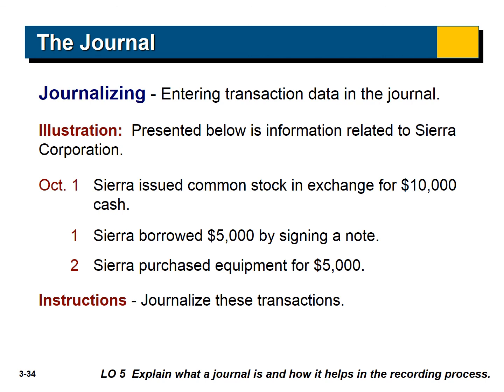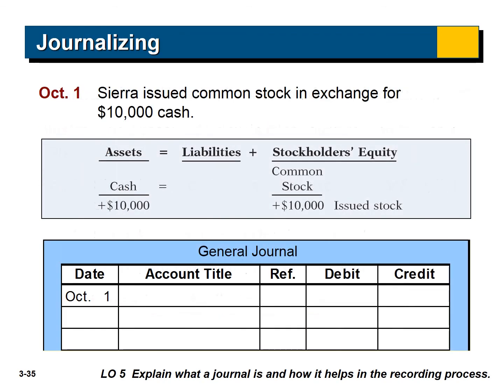So journalizing is the process of entering a transaction into the journal. Let's show you how it works. Here are 3 transactions related to Sierra Corporation. These are the same 3 we just went over earlier. And they want you to take each one of these transactions and journalize them, which just means record them in the journal. All right, let's do them one at a time.